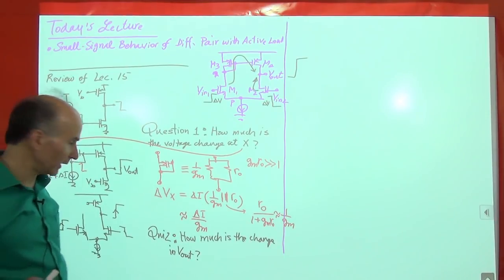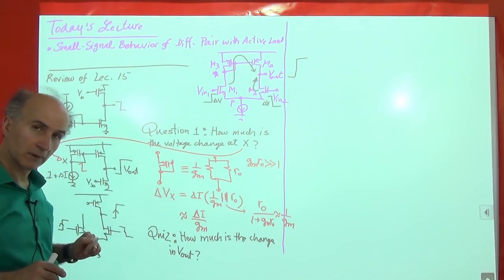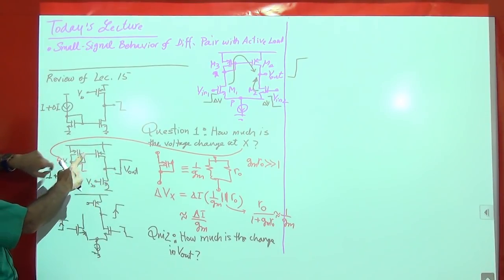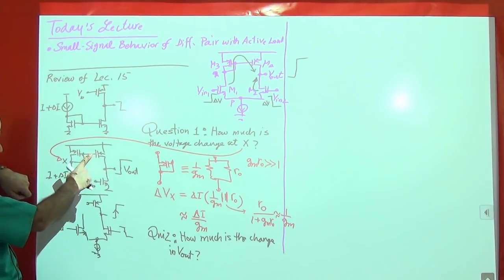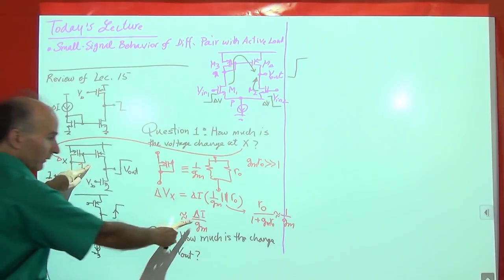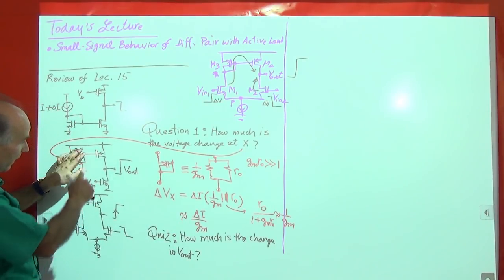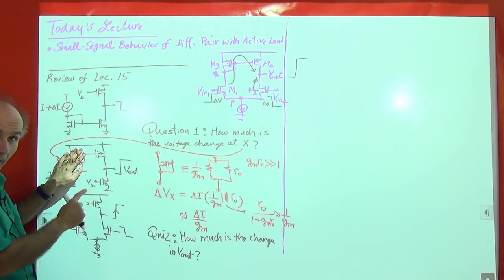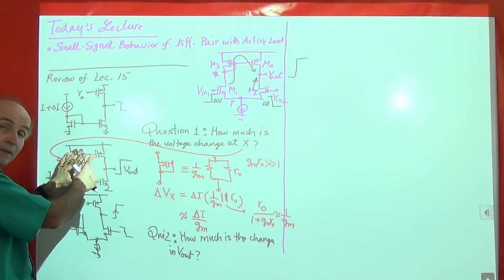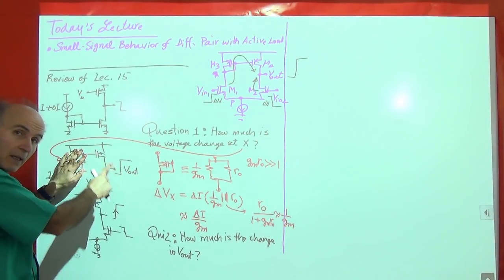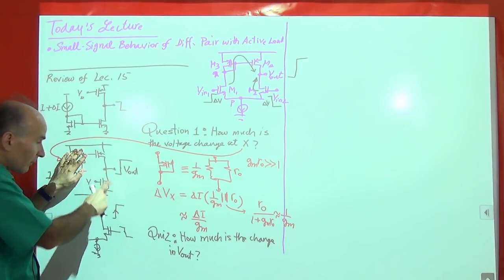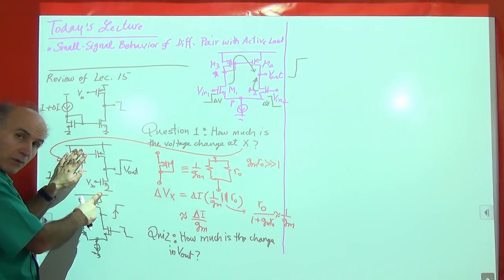Okay, so how do we calculate the change in V out? Well, let's look at the circuit carefully. What we observed is that Vx, which is here, here, here, here, right, has gone down by this amount. And now I can think of this part of the circuit as a common source amplifier, right? The signal goes to the gate and comes out of the drain. This is a PMOS amplifying device loaded by an NMOS current source.